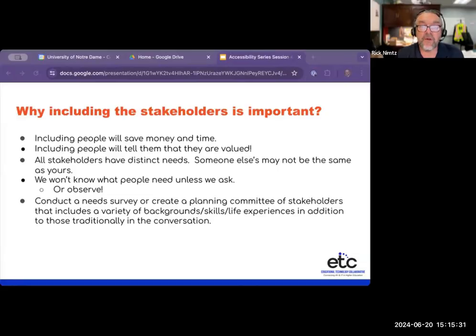Why is including stakeholders important? Because including them saves time and money. It's easier to build something right the first time than it is to retrofit it. And including people lets them know that they are valued. Everybody has a different need. Some needs may not be the same as others. And we don't know what people need unless people tell us.